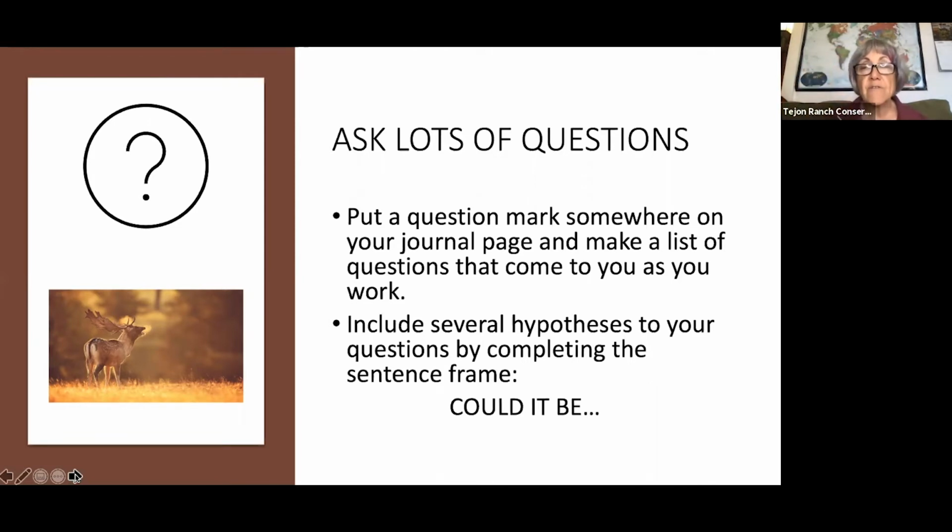Remember though, every time you ask a question, you want to include a few hypotheses about what the possible reasons for something are. And that starts with the words, could it be? It's not your answer, it's your best guesses of the possible reasons for what you're observing.